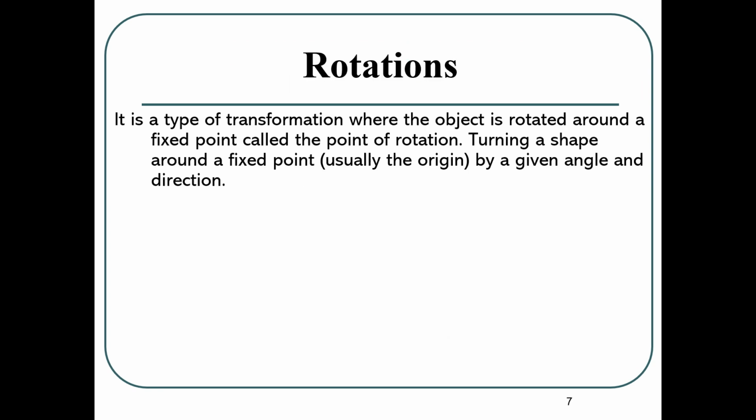Rotation. It is a type of transformation where the object is rotated around a fixed point. It's called the point of rotation. Turning a shape around a fixed point, usually the origin, by a given angle and direction.